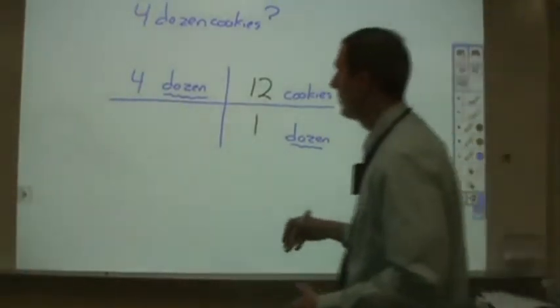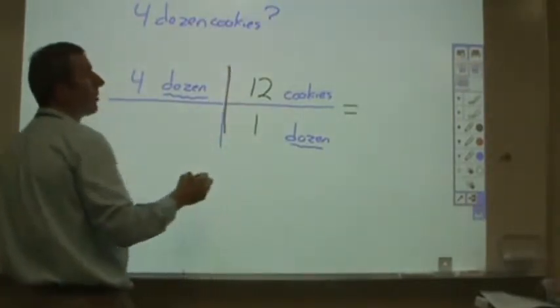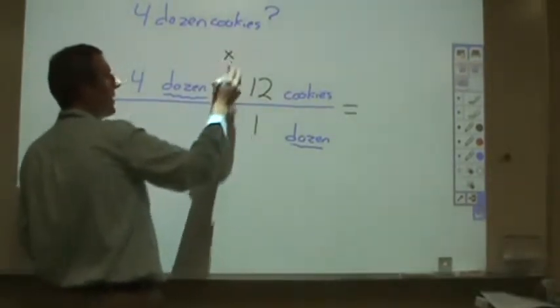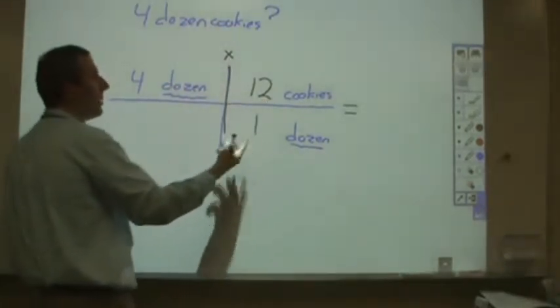Now, going back, I said we would talk about what these lines mean. When you see a vertical line like this, this means to multiply. So it's going to be 4 times 12, and then there's nothing here, but times 1.